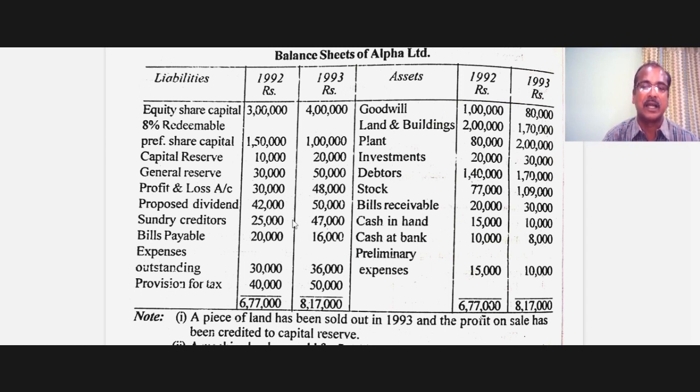Sundry creditor is a current liability, bills payable is a current liability, expenses outstanding is also a current liability. These three items will be taken over to statement of changes in working capital. If there is an increase in current liability, it leads to decrease in working capital. If there is a decrease in current liability, it leads to increase in working capital.